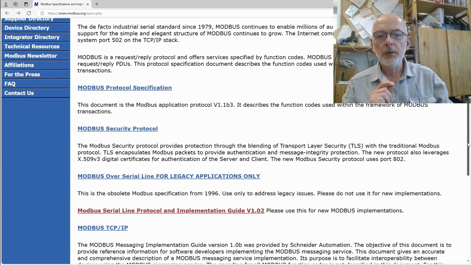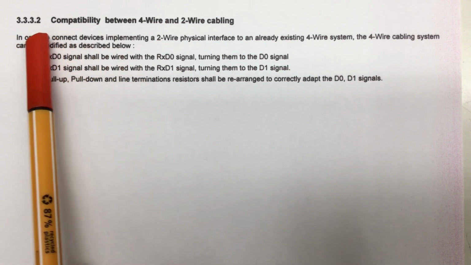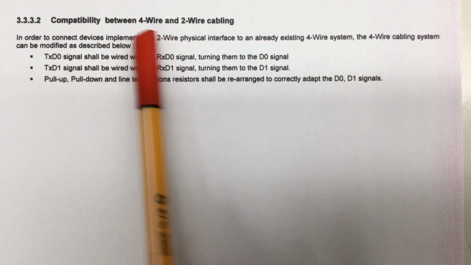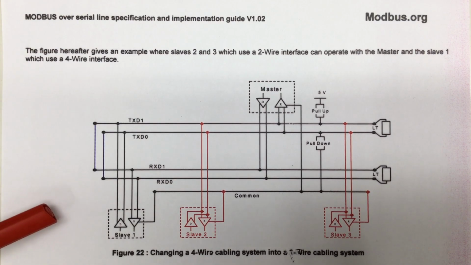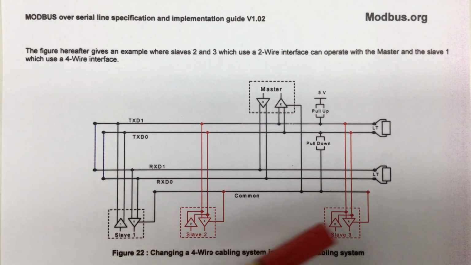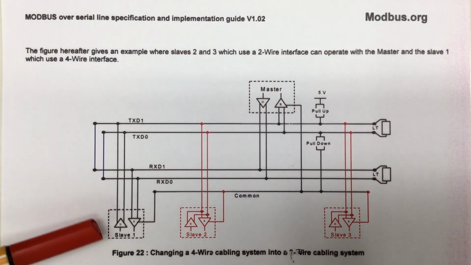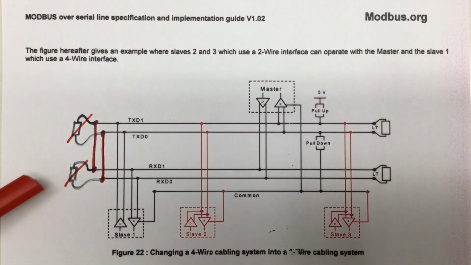And for that we will have a look into the Modbus Serial Line Protocol and Implementation Guide version 1.02. Here you find the chapter 3.3.3.2, compatibility between 4-wire and 2-wire cabling, so full duplex and half duplex. Figure 22 in that chapter shows you how to connect half duplex transceivers to a full duplex system with full duplex transceivers. I've tried to make it a little bit more clear what they are actually doing.